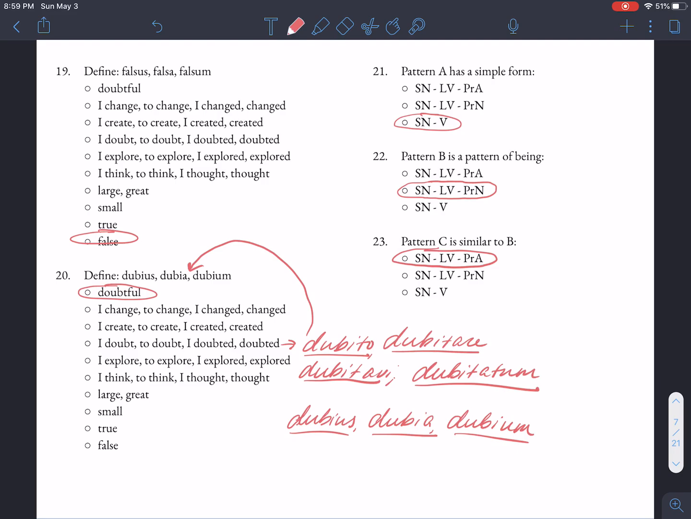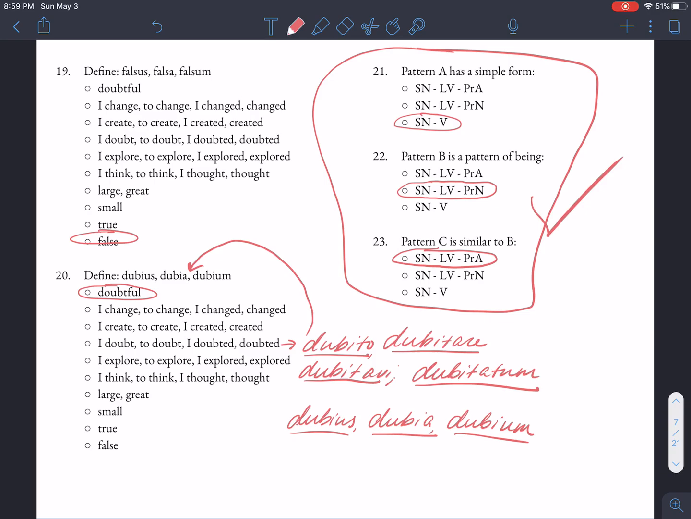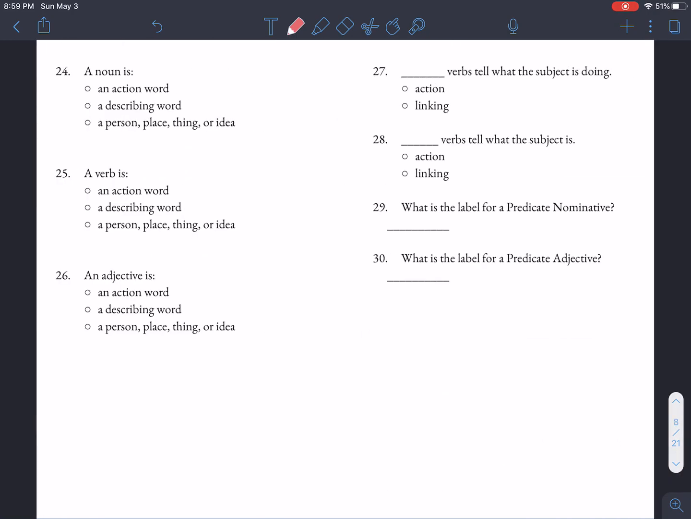So for all of these questions, if you know the pattern chant, you're golden. You'll get that, no problem. So practice your pattern chant even when I'm not talking to you through YouTube. It's a good thing to know, and it'll come up next year as well in 4th grade Latin. So moving on, number 24. A noun is not an action word. It's not a describing word. It's a person, place, thing, or idea. A verb is an action word. And an adjective is a word that describes a noun. So it's a describing word.